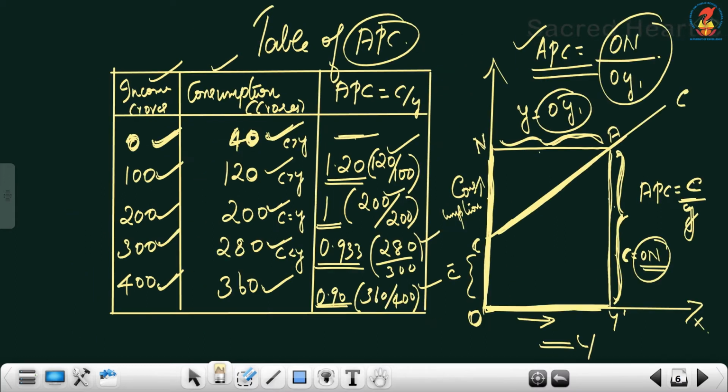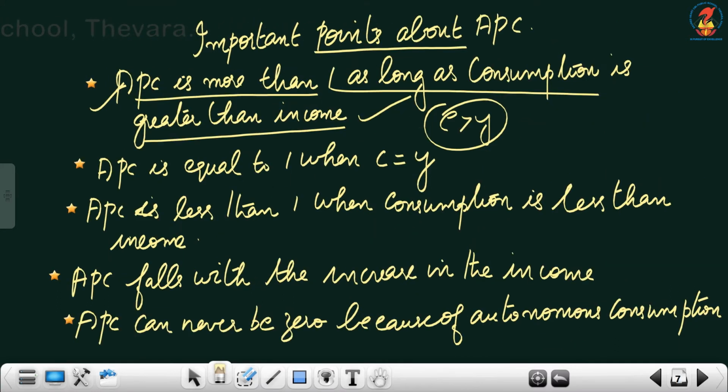Let us prove it with the second example in the table, where consumption is 120 and income is 100. That means C is again greater than Y. If C is again greater than Y, what is APC? 120 divided by 100 will give you the value 1.20, which is again greater than 1. So, that statement is correct. We have proved that statement with the example, that is, as long as the consumption is greater than income, APC is more than 1. I hope it is clear to you.